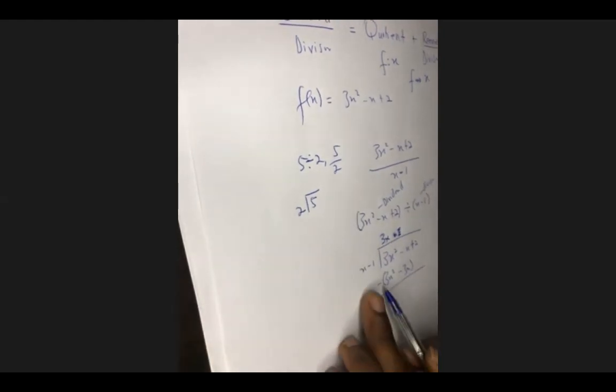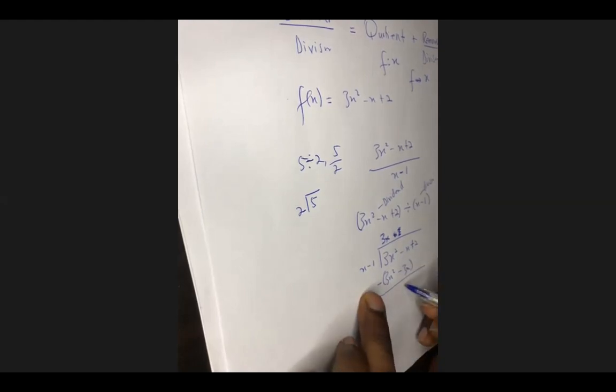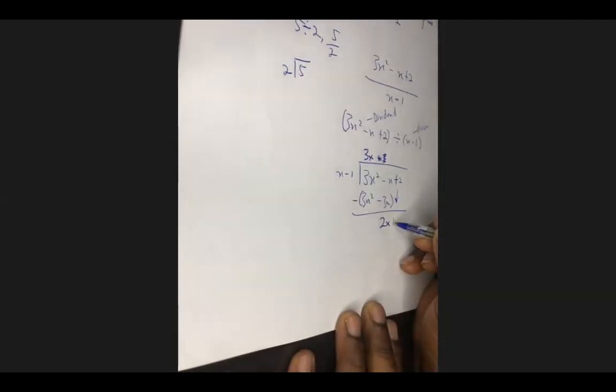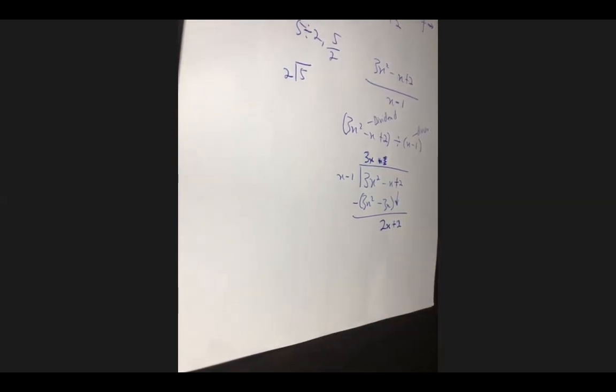Now negative is outside times negative. So this negative times this negative gives us positive. So positive 3x minus x gives us positive 2x. And now don't forget that we already have our 2 here. So we bring it down.